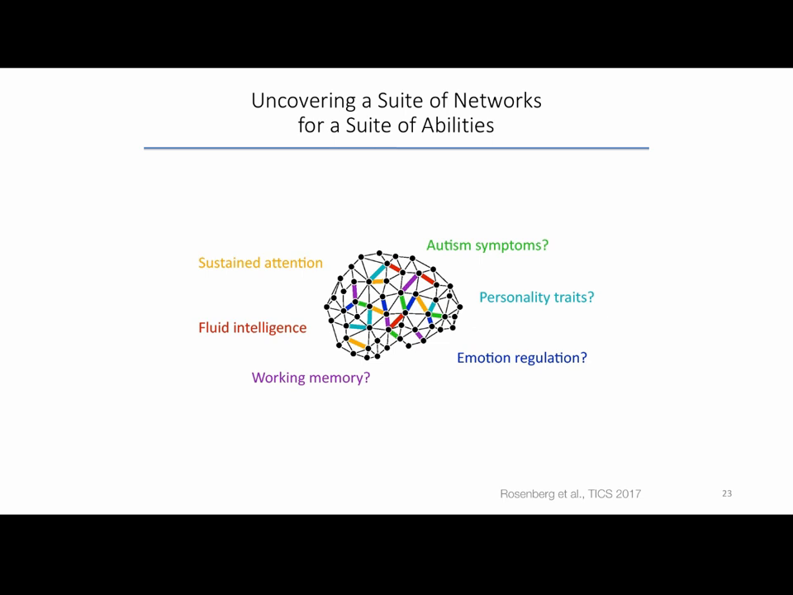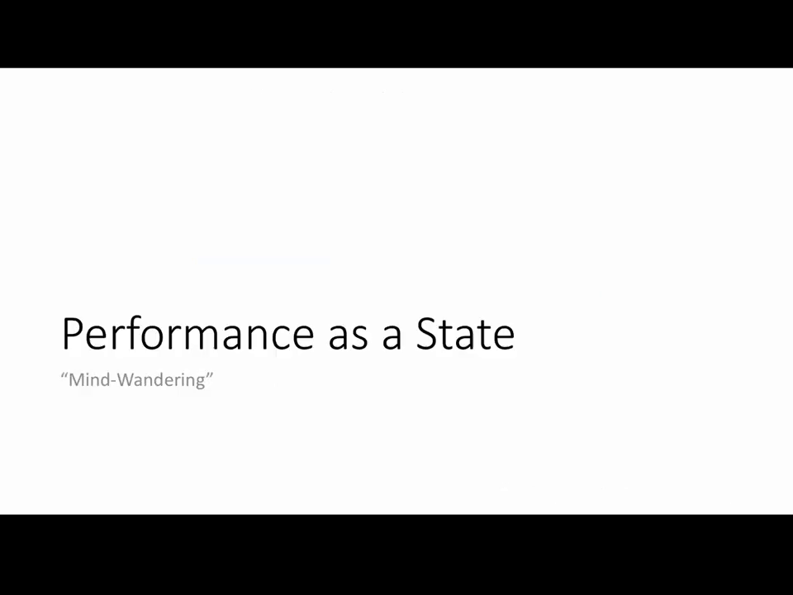And this has led to the idea that there's a suite of networks that might predict a suite of abilities, and that with just one resting state scan, you can look at the connectivity in each of these separate networks and predict how well they would do on a number of different tests and scores and measures. So this is a form of performance prediction of their performance as a trait.